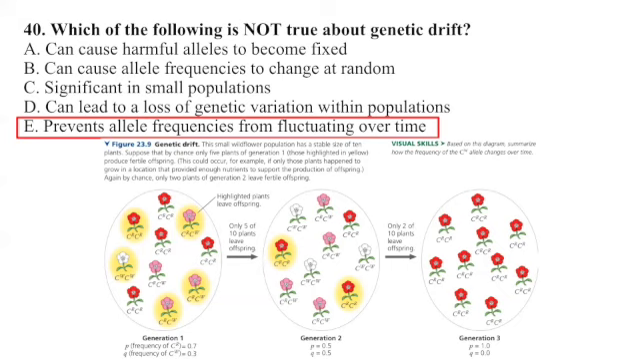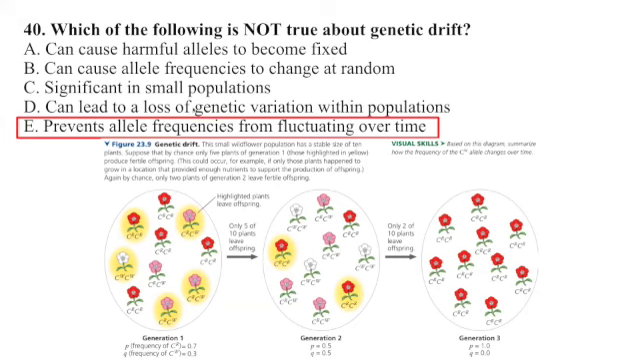And in doing so, it can cause harmful alleles to become fixed. It can also cause allele frequencies to change at random. Drift and mutation are really our only random causes of allele frequency changes. C, it is significant in small populations, definitely. And this is all actually just part of the general definition of genetic drift.